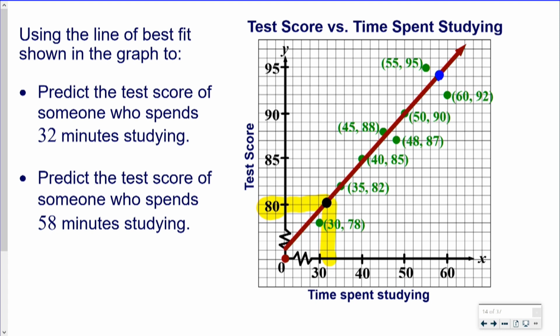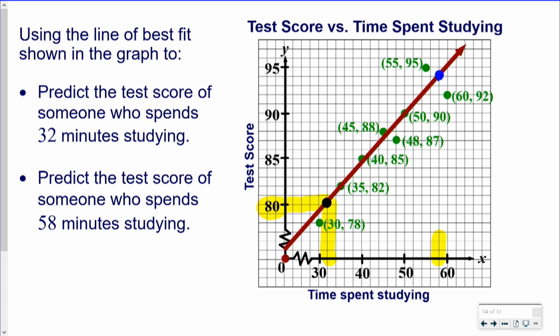Let's do one more example. Predict the test score of someone who spends 48 minutes studying. So again, we're looking at time in minutes, and we want to locate 58 on our graph. Time is represented on the x-axis, and remember that we're counting by 2's. So I find 50, then I have 52, 54, 56, 58.